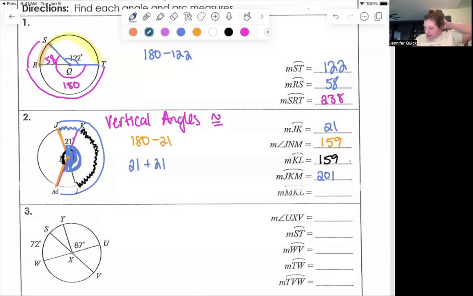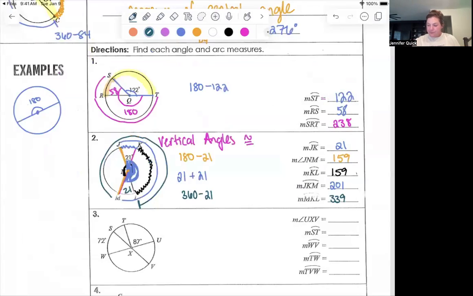And now we've got the measure of MKL. Okay. Well, if I go ML right here, if I go that direction, I'm going to go from M straight to L, and I can't do that. I have to bypass K. So M, K, and then L. So it's really everything but this 21-degree angle. So I could add them all up, or I could subtract from 360. So 360 minus 21 gets me 339.